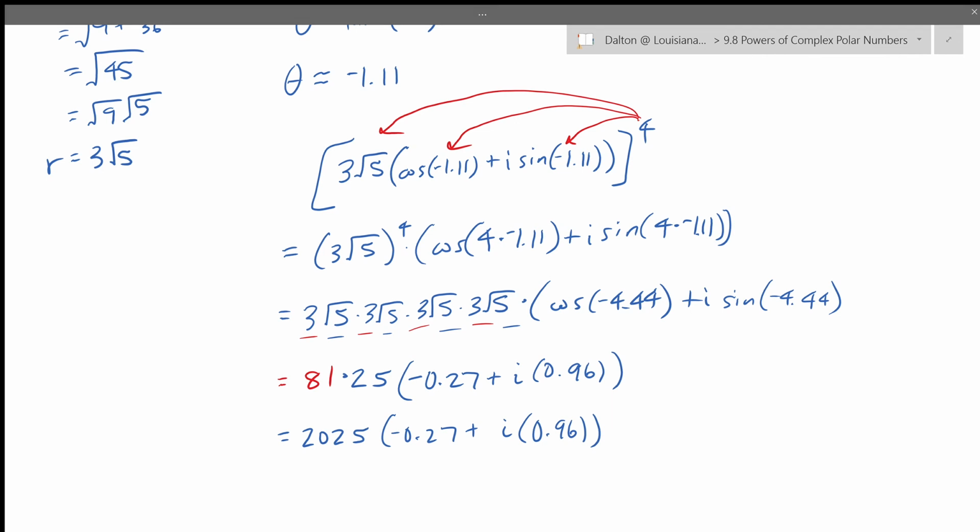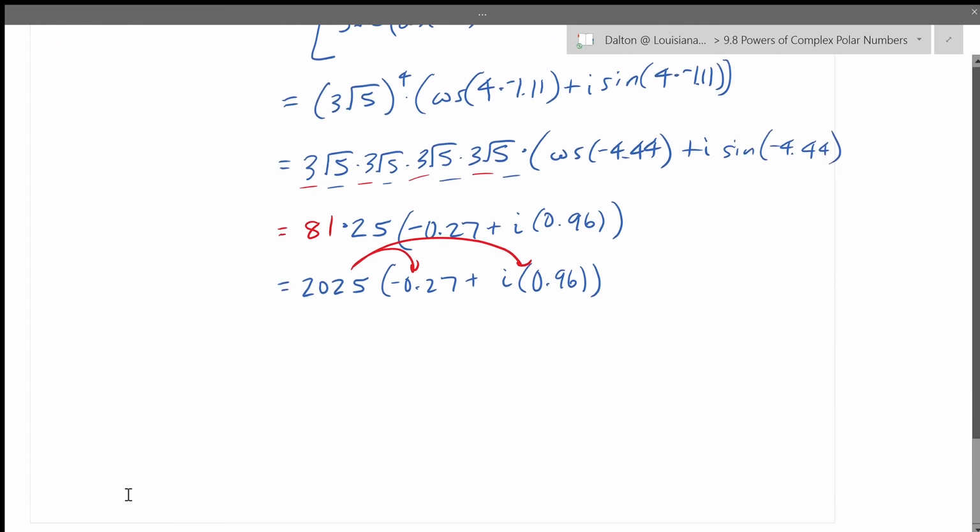And then we're going to go ahead and distribute this 2025 to both of those terms. So when we do that, this is going to equal about negative 546.75 plus 1944i.